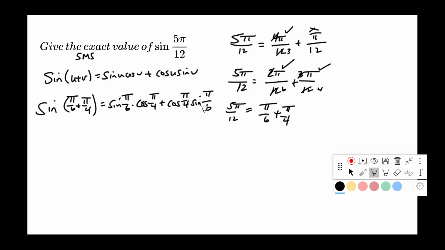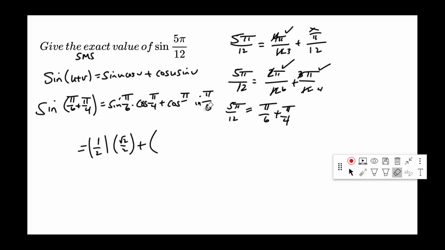sine pi over 6. So sine of pi over 6, that's 1/2. Cosine pi over 4 is root 2 over 2. God, it feels like these answers are familiar again. Cosine of pi over 4. Oops, that should say cosine pi over 6. Sorry. So this should say cosine pi over 6 sine pi over 4. Yeah, that makes more sense.